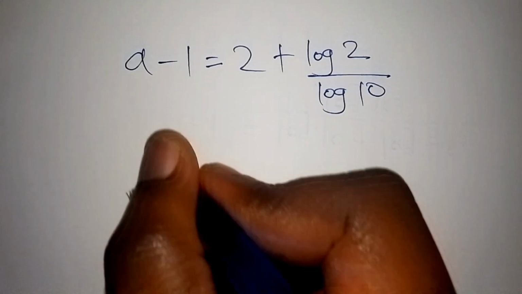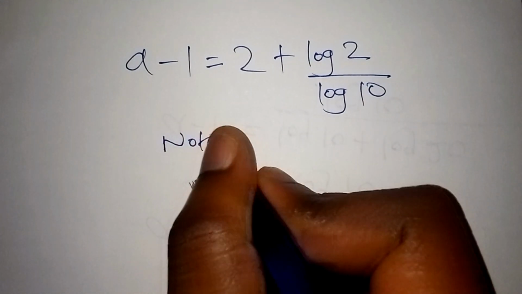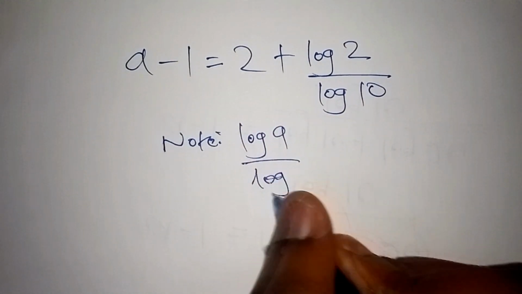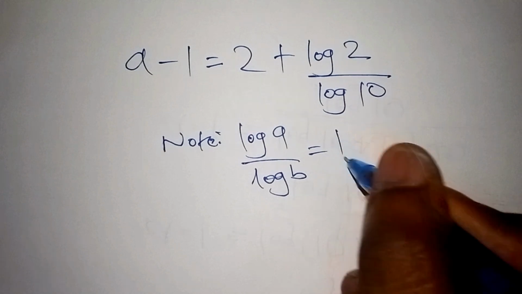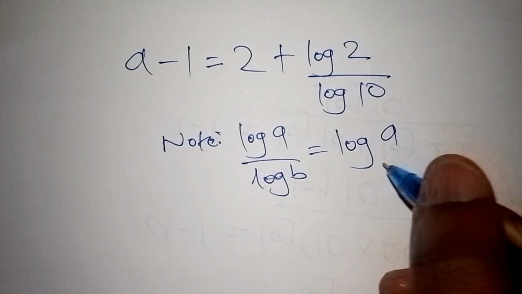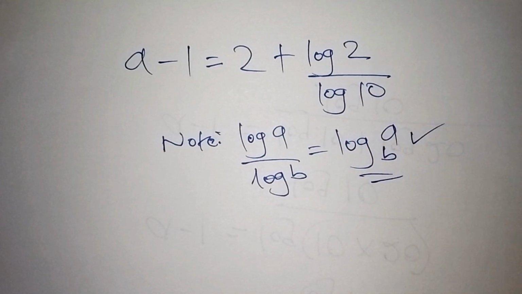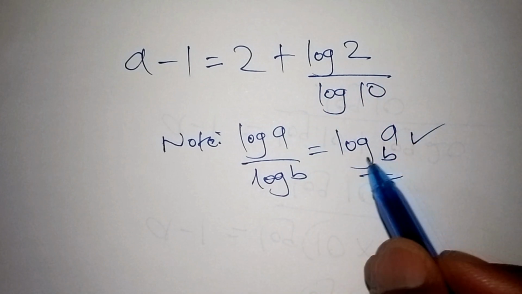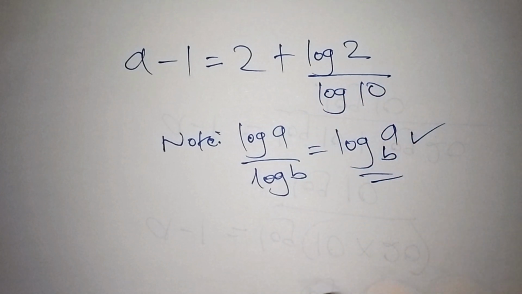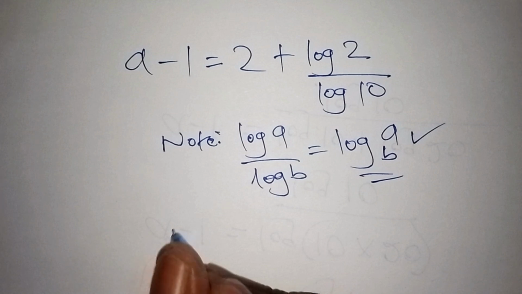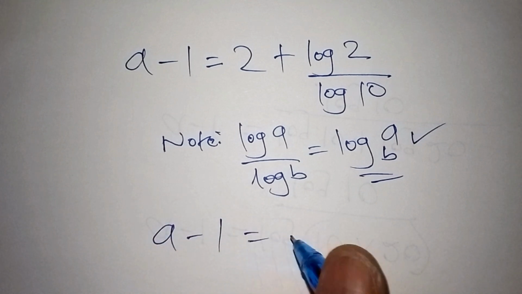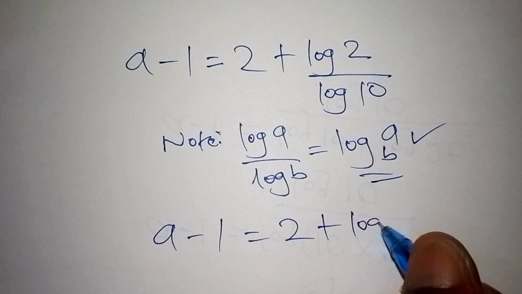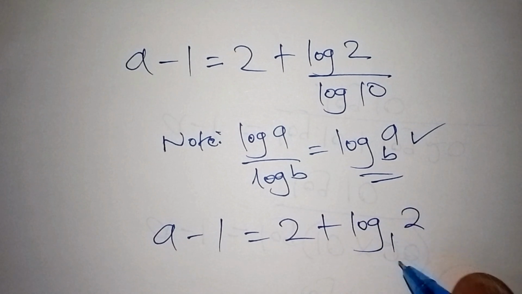So as we conclude, let's note that when you have the log of a all over the log of b, this one can also be written as the log of a to the base of b. So I want us to write the log of 2 all over the log of 10 into the form of log a to the base of b. So in this case now we shall have a minus 1 is equal to 2 plus the log of 2 to the base of 10.